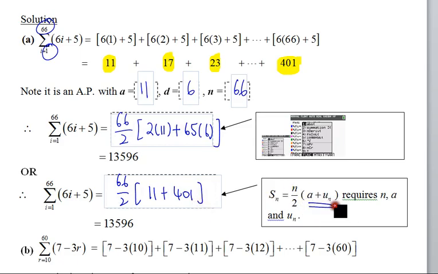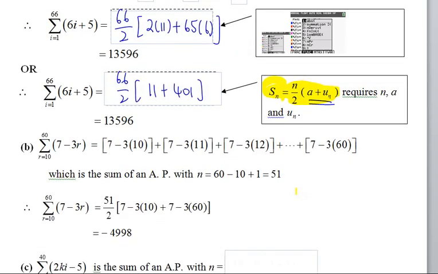Sorry, I swapped it around just now. This is 2a plus n minus 1 d. This is first term plus last term, a plus un. Either way the answer is actually quite easy. This formula again I stress: Sn equals n over 2 times a plus un. This applies for all AP. That means the d need not be 1. Actually it can be easily shown.